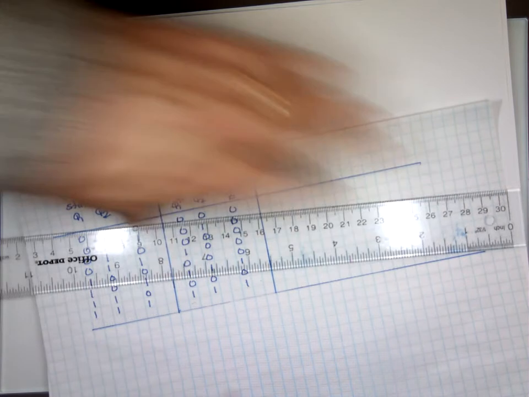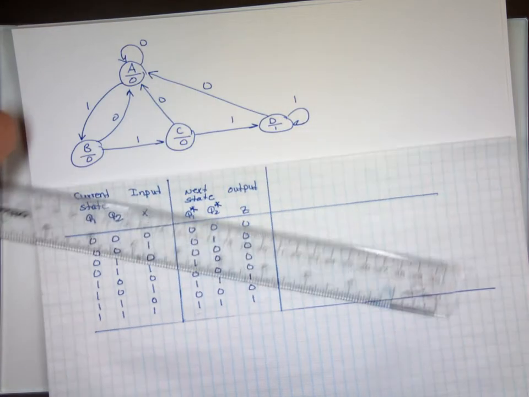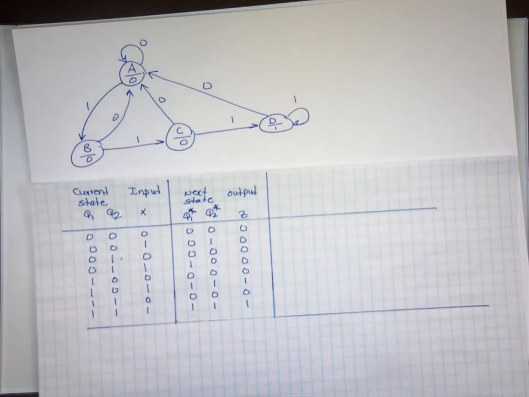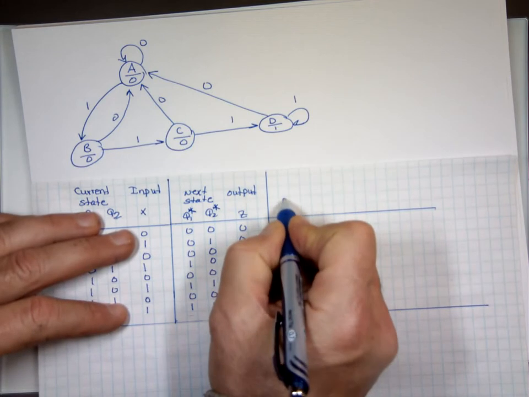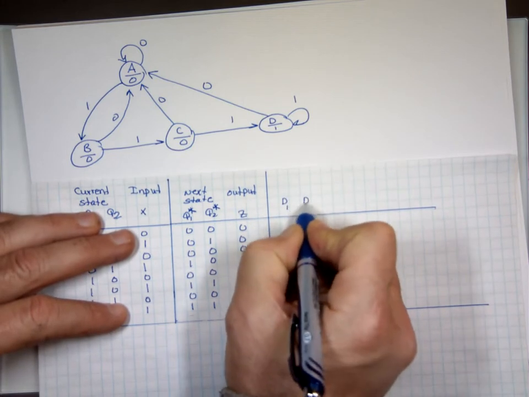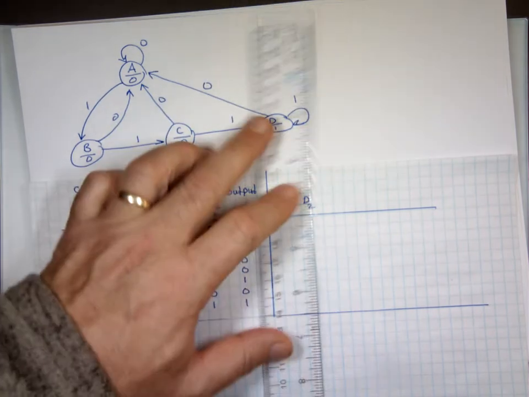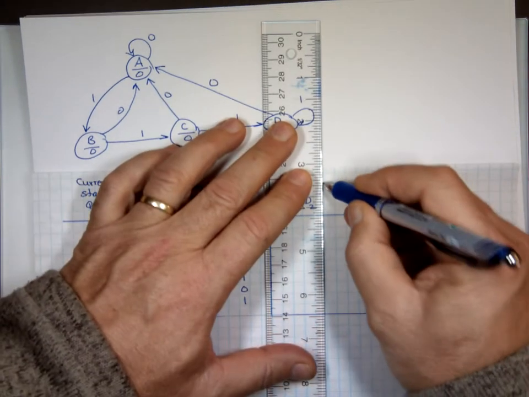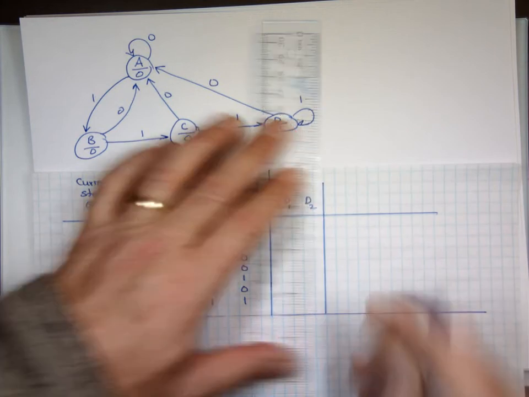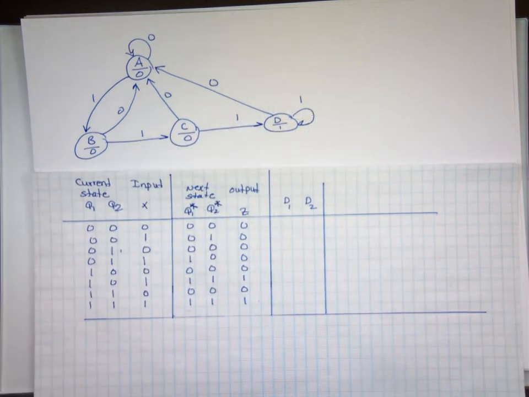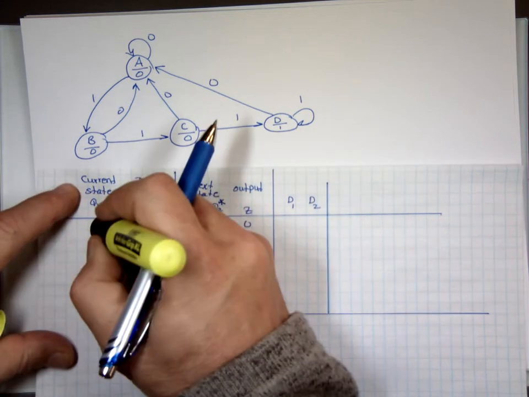Now we decided to use what kind of flip-flop? D flip-flops. So this is D1 for the first flip-flop. This is D2. The D flip-flop has only one input. That's why I like the D and the T flip-flop. One input. Where's my excitation table for it? This is the current state. This is the next state.